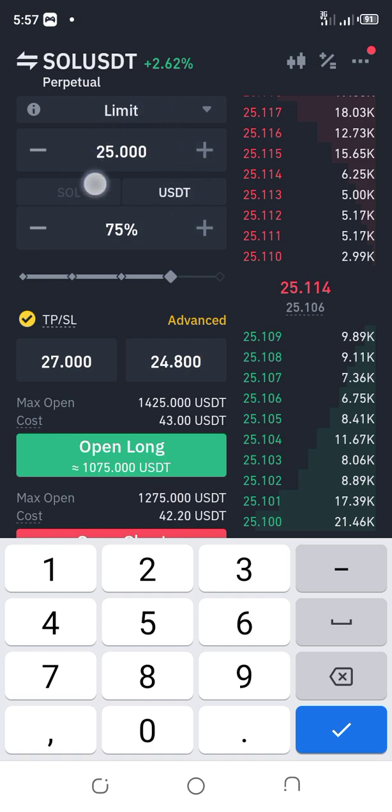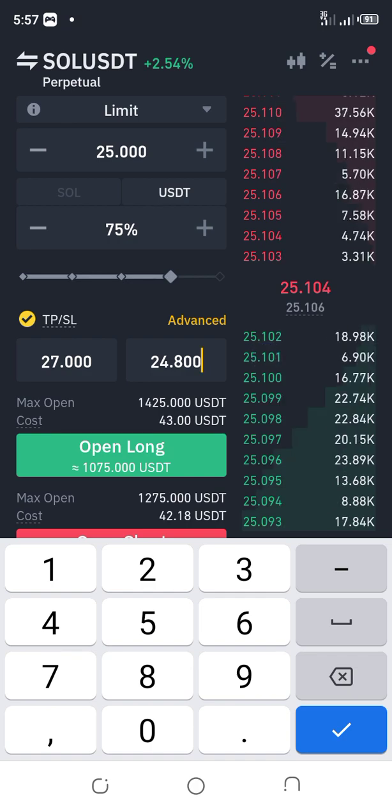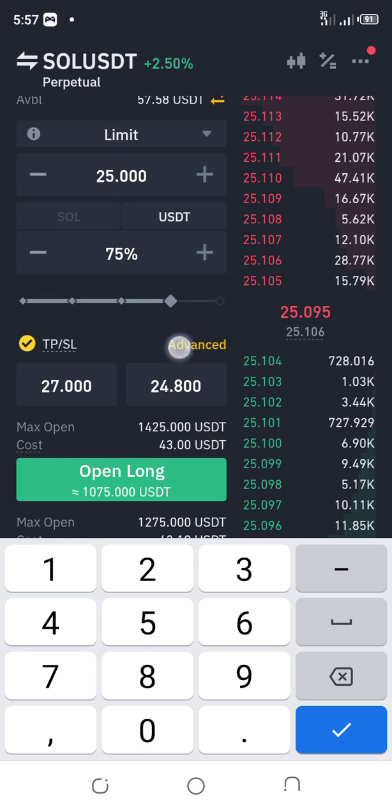So as you can see now, this section over here is your entry price. So you want to enter at 25.000 to buy long, and this is your take profit. That means if you buy at 25.000, once the price gets to 27.000, you want the system to automatically sell it for you and take profit. Now we have 24.800 here, which is the stop loss. It simply means if you buy at 25.000 and the price continues to drop to 24.800, you can immediately cut your loss. Even if you are not available on the trading platform at the time, it will sell it for you at this price.